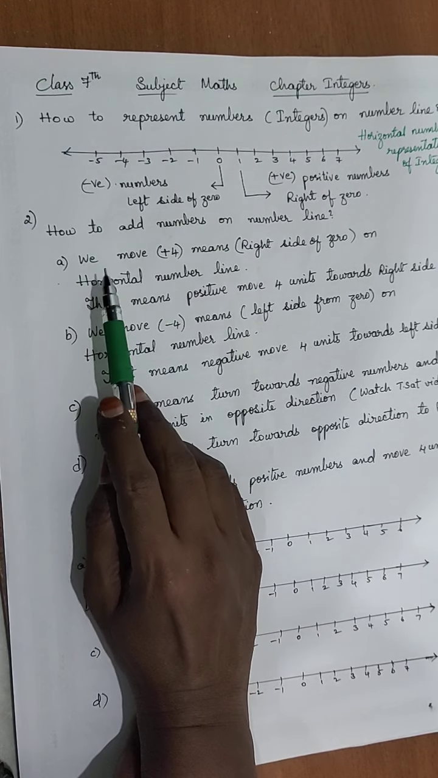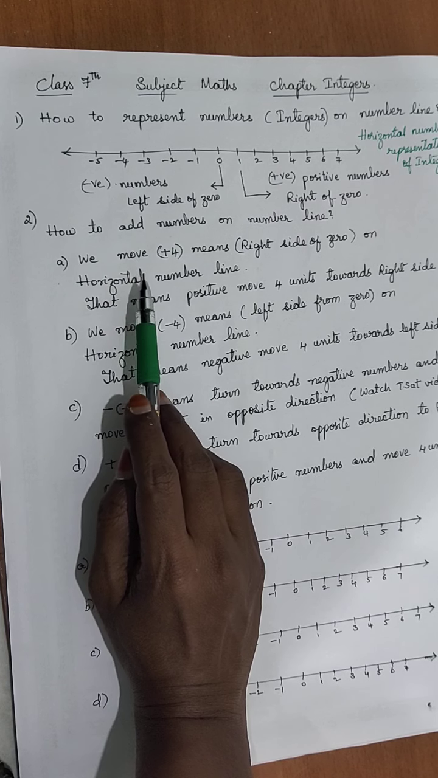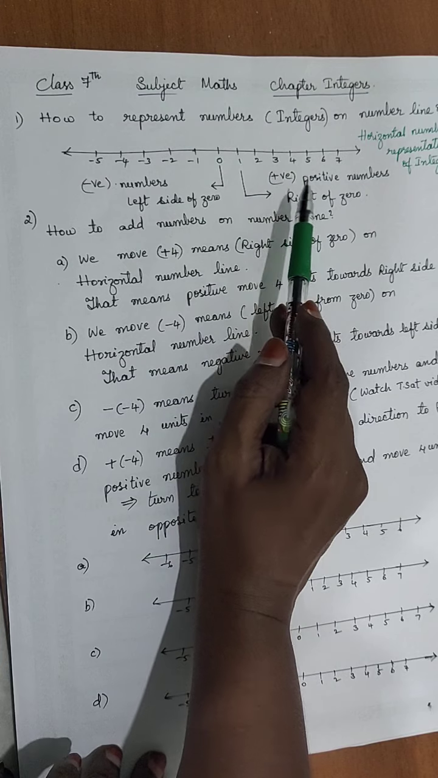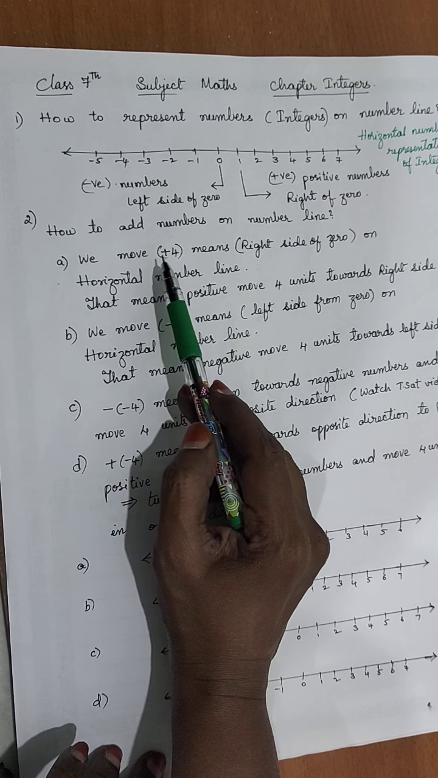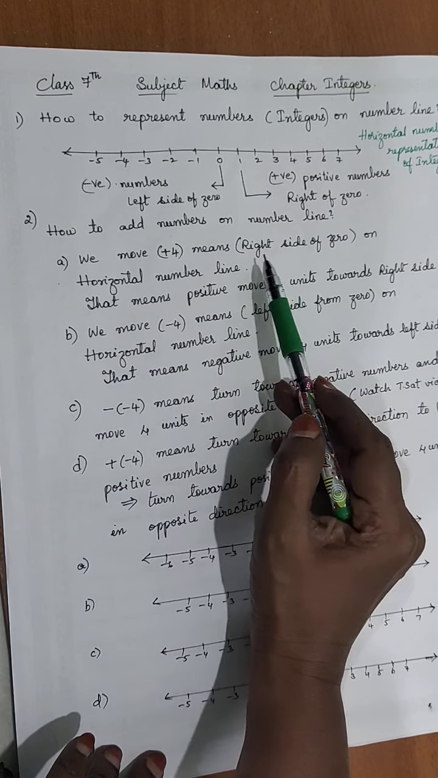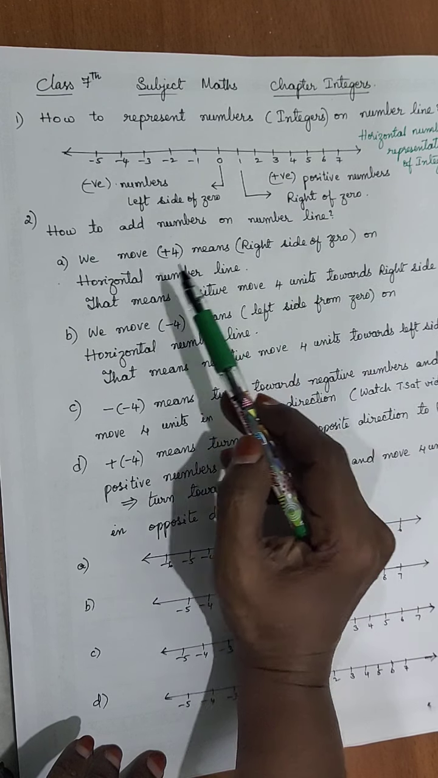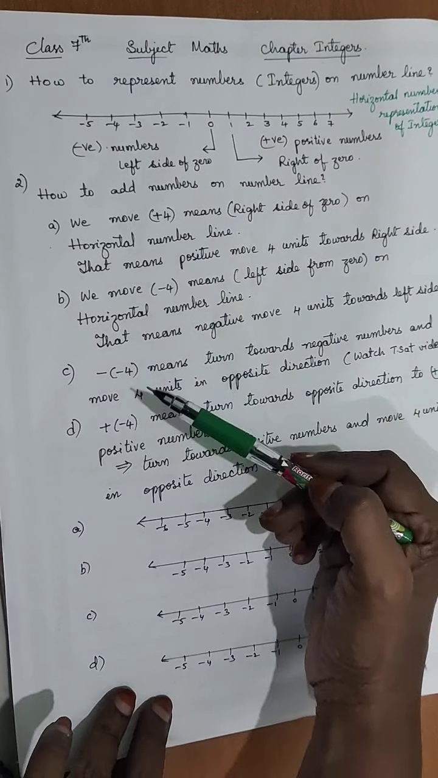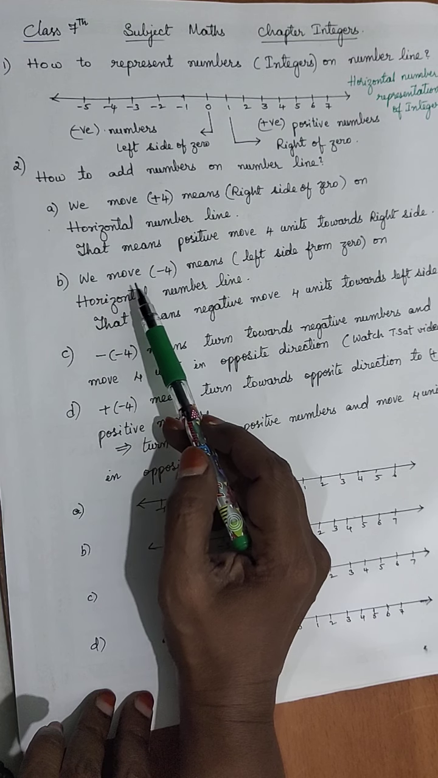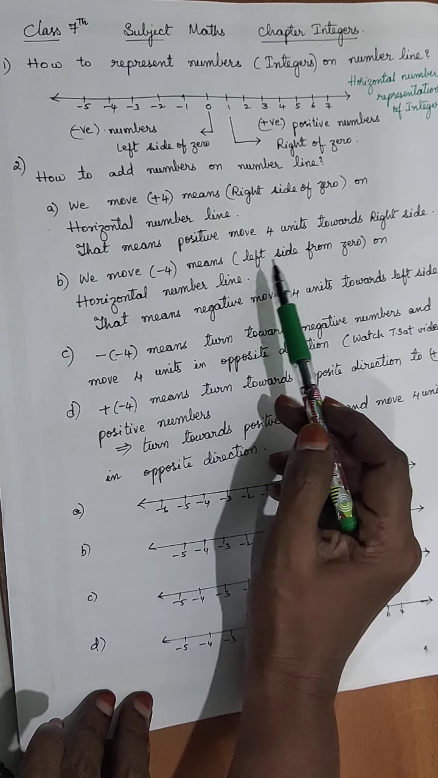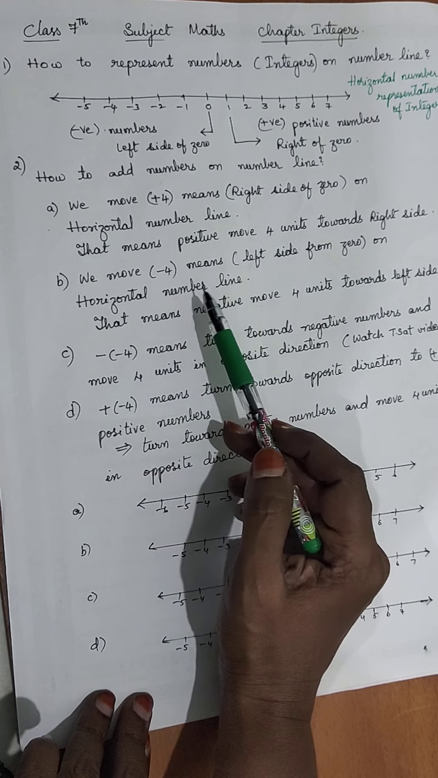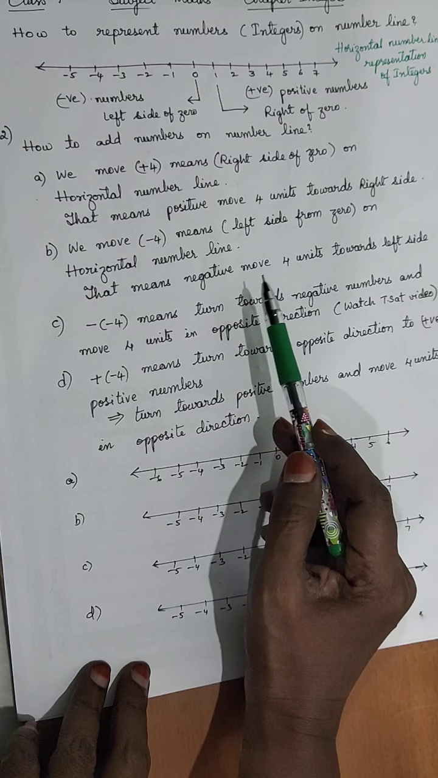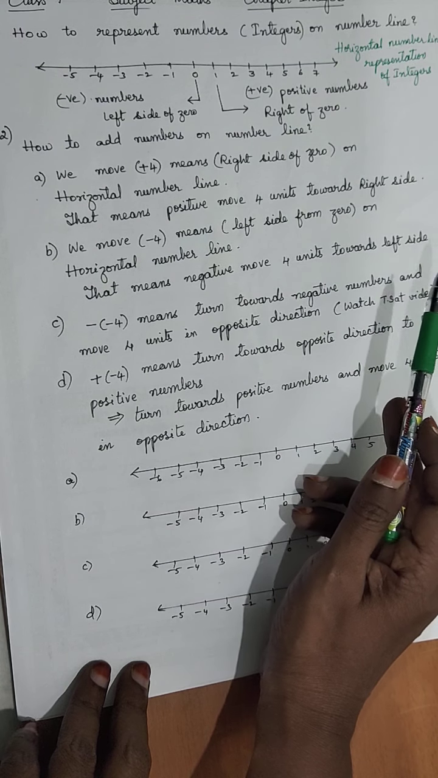Let's see. We have to learn how to move among these numbers. That is, when we move, +4 means right side of 0 on horizontal number line. I will show you how. First let's follow these steps. So we move -4 means left side from 0 on horizontal number line. That means negative move 4 units towards left side.